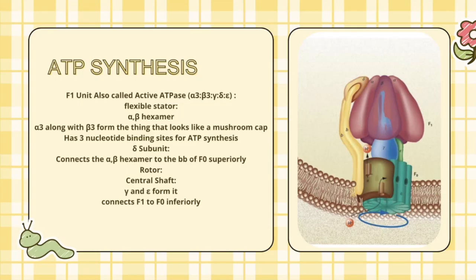So basically, the hydrogens are gonna be a lot from down, and the head part is in the matrix. Okay. So we have the F1 unit that's made up of alpha, beta, gamma and epsilon subunits. And the F0 is made of A, B, C subunits, okay? So I'll tell you how it functions now. Can you go to the next?